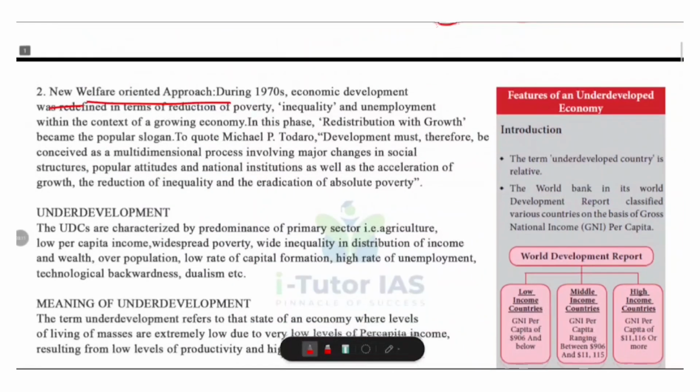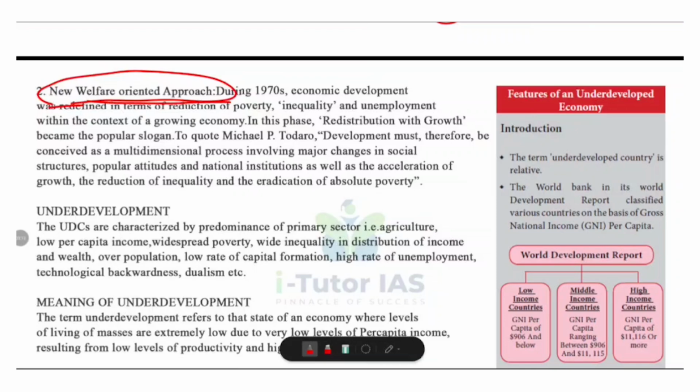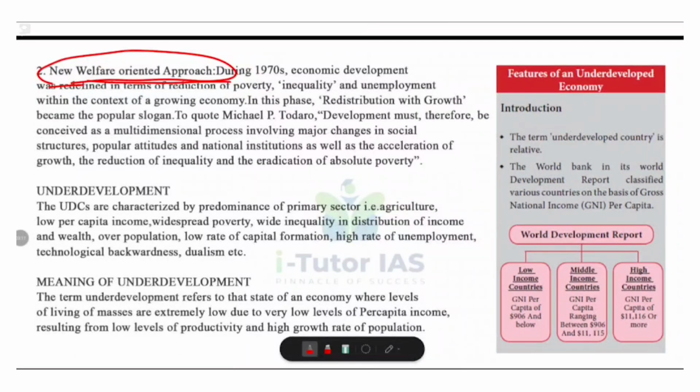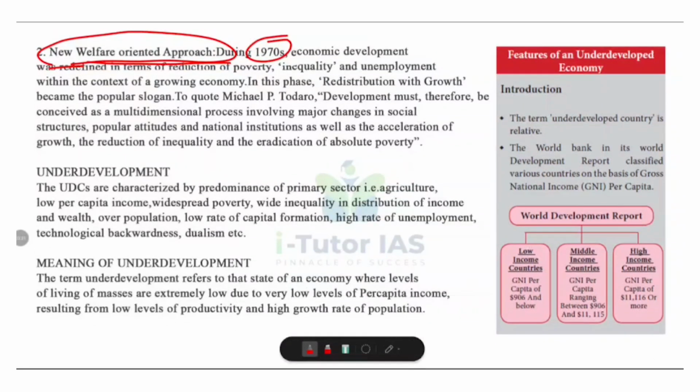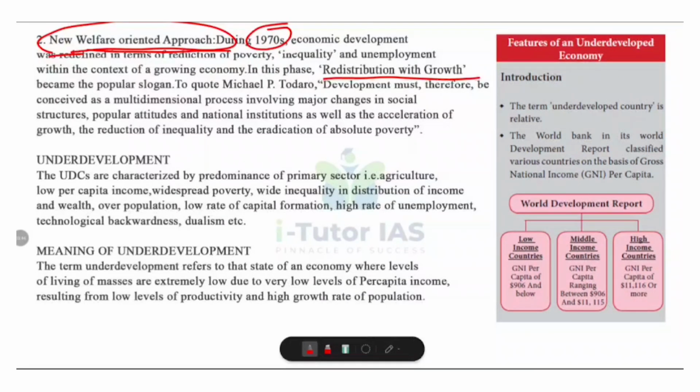Then second one, new welfare-oriented approach. By 1970s, it became clear that simply increasing national income does not guarantee improvement in people's lives. So the definition of economic development was expanded. Under the new welfare-oriented approach, development means reducing poverty, reducing inequality, reducing unemployment while still maintaining economic growth. So this phase became known for the slogan redistribution with growth. The idea was growth is important, but the gains of growth must be fairly distributed.